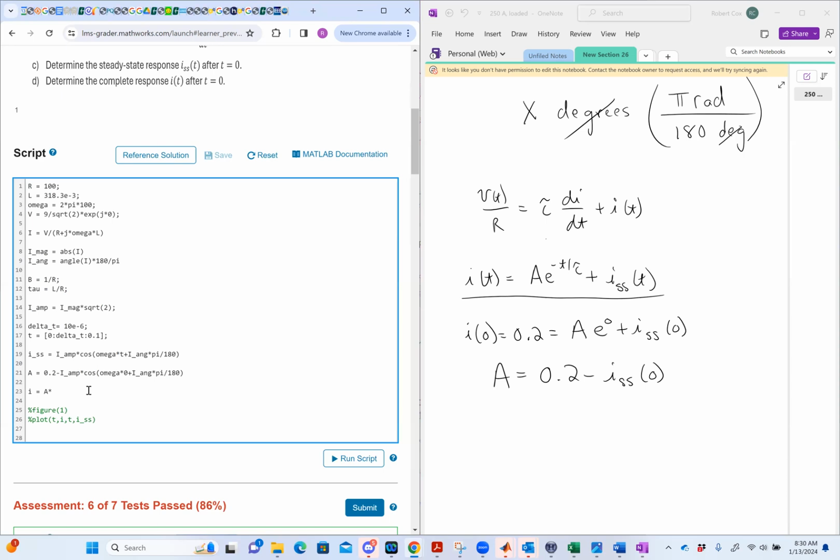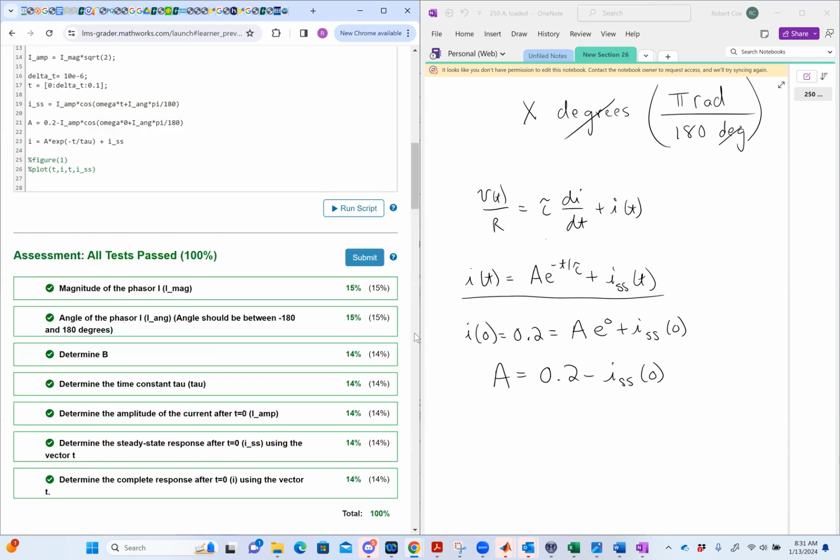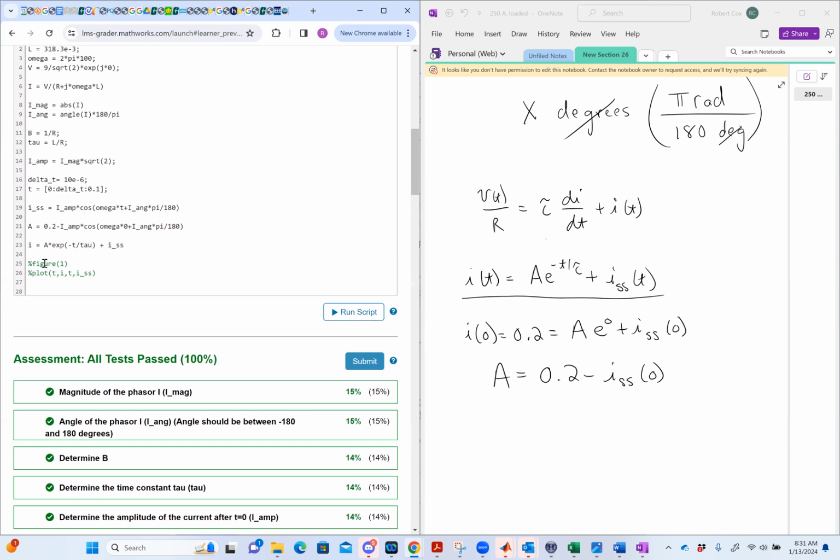So I'm going to say A. Now in MATLAB, exp is exponential, times negative t over tau. And I'm going to add to that ISS, which we already have. And that should be correct, and I'll pass all my tests. And it passed all the tests. Okay, it was correct.